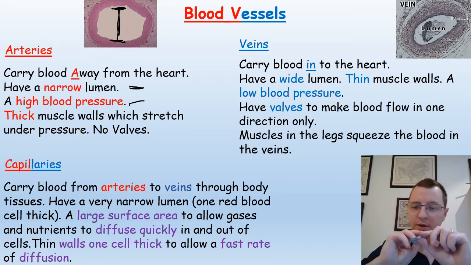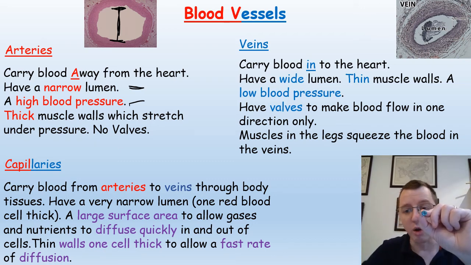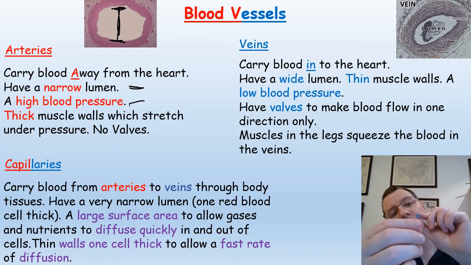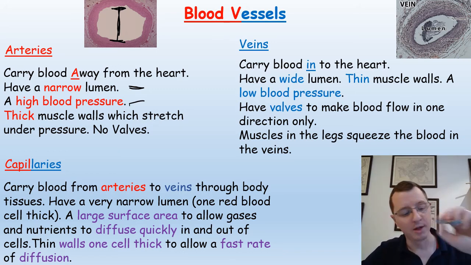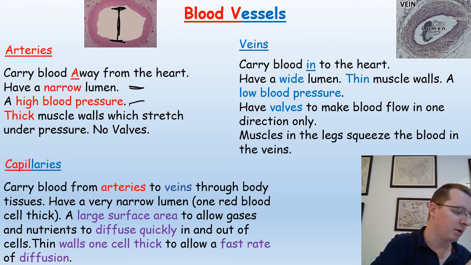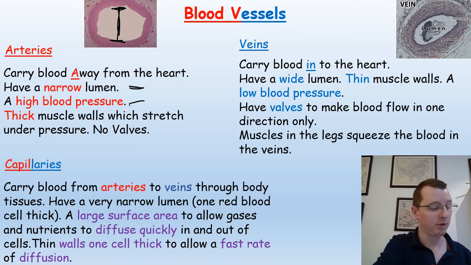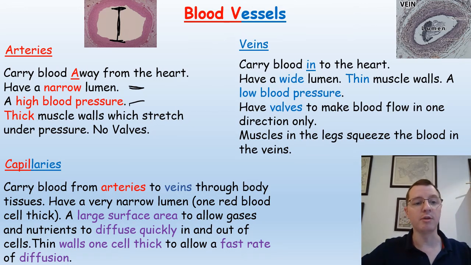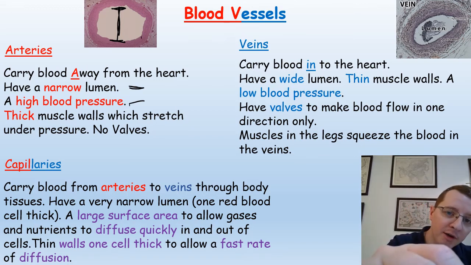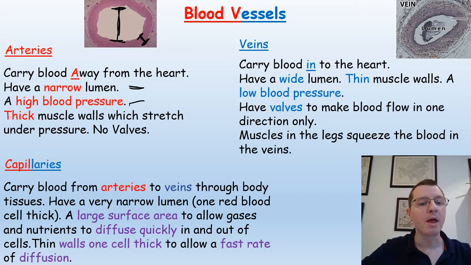So if we look at the inside of this pen, it's now just a hollow tube, but the center of that tube is called the lumen, and that's the same for any tube or any blood vessel. The center of that blood vessel is known as the lumen. So with arteries, the lumen is very, very narrow to help maintain the high blood pressure. We also have a very, very thick muscle wall, which will stretch under pressure and allow you to feel your pulse.